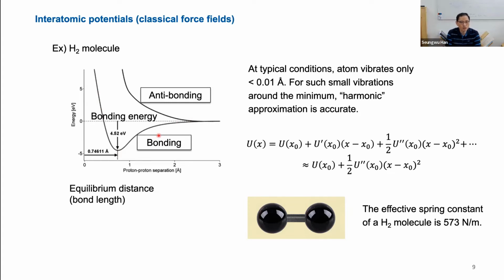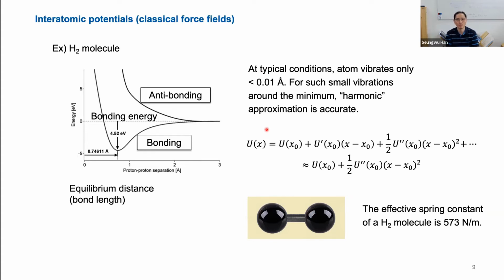But the good thing is that you do not need to know the whole potential curve, because at the usual condition, a typical condition, at room temperature or even maybe several hundred Kelvin, the atom vibrates. So the minimum energy point gives you an equilibrium distance, the proton-proton distance in the H2 molecule, and the vibration distance is actually less than 100 angstrom. It's a very small vibration. If you see this vibration, you don't actually recognize that it is vibrating.